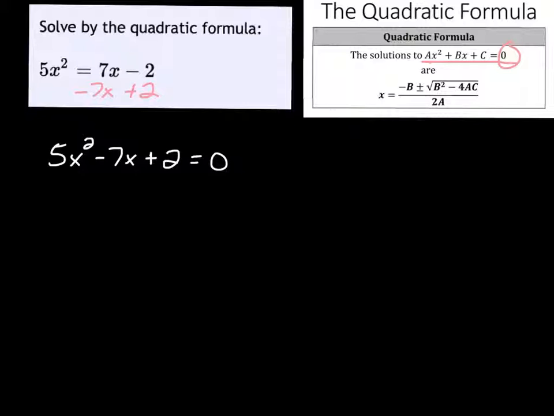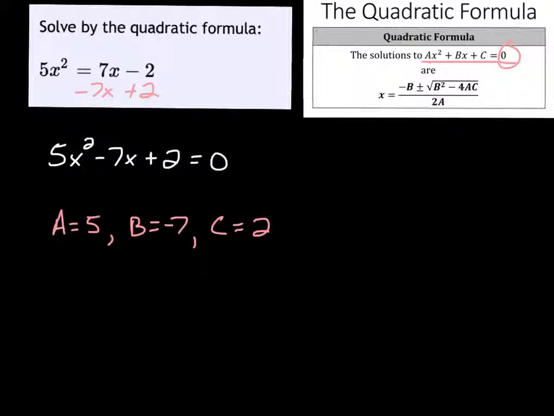And then we just need to identify a, b, and c, our coefficients here. So our lead coefficient a is 5. The linear coefficient is -7, so that's b. And then our constant coefficient is 2. So that's our c value.